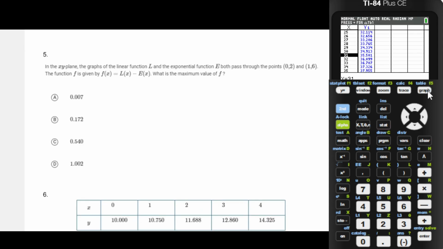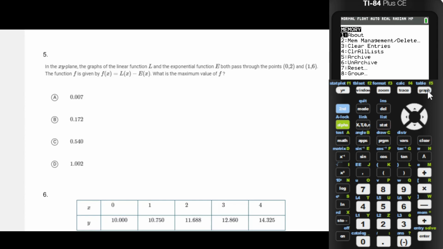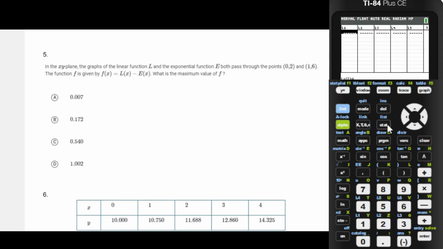Now, exponential function E and linear function L both pass through the points (0, 2) and (1, 6). I noticed this one when I was putting together this problem set. I found this one particularly interesting. I think what we're going to want to do is run two different regressions on this data set. At this point I'm going to clear the RAM and go over here, edit my lists.